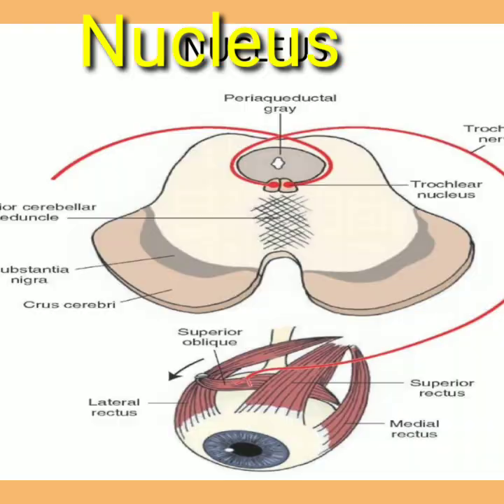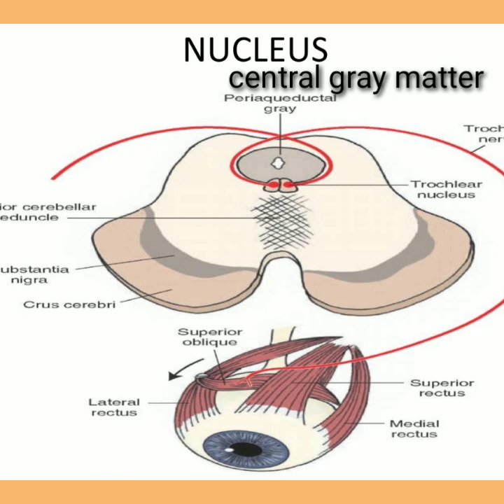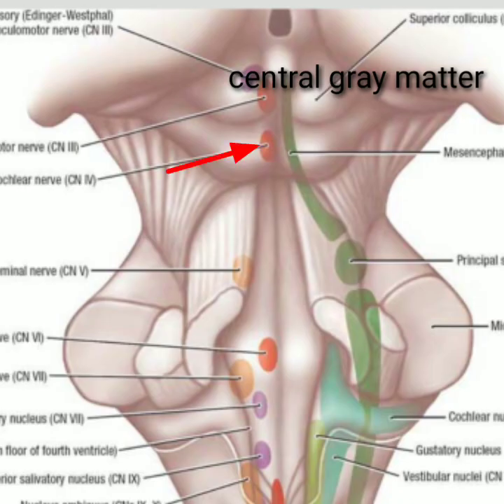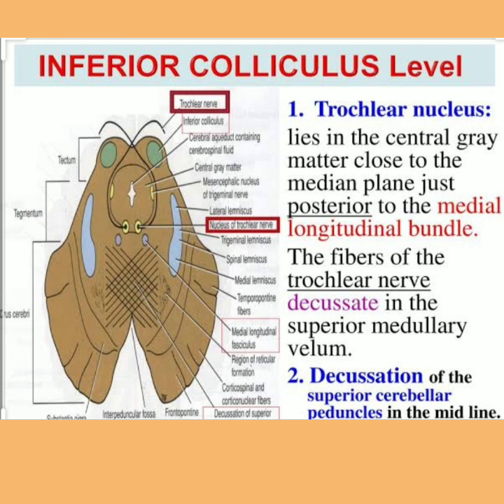Next we see the nucleus. The trochlear nucleus is situated in the ventromedial part of the central gray matter of the midbrain at the level of the inferior colliculus. Ventrally, it is closely related to the medial longitudinal bundle. The connections of the nucleus are similar to those of the oculomotor nucleus except for the pretectal nuclei.